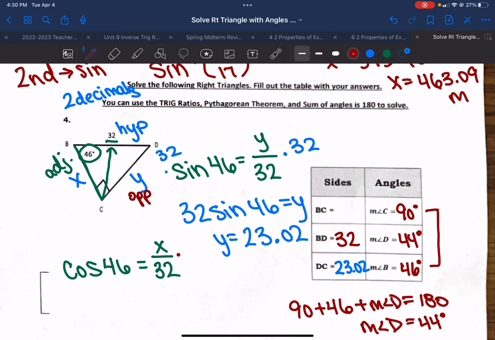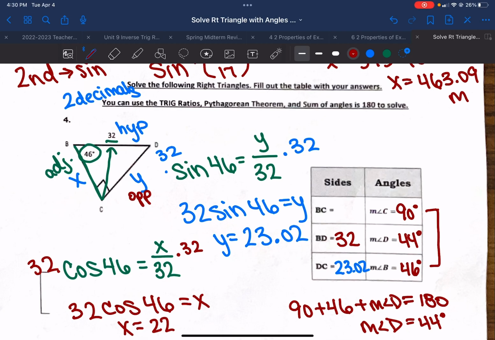The process to get there is still the same. I'm going to multiply both sides by 32, and 32 times the cosine of 46 will give me my x, so that's what I'm going to plug in. And I get x is equal to 22.23, rounding to 2 decimal places.